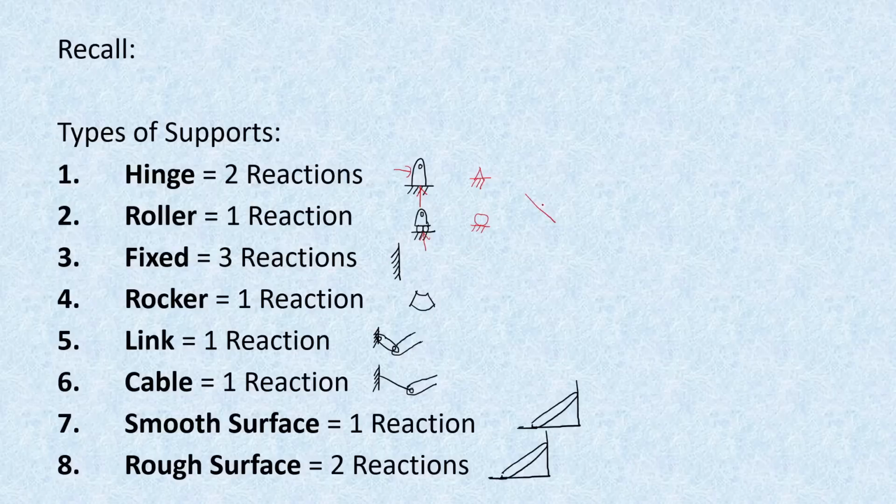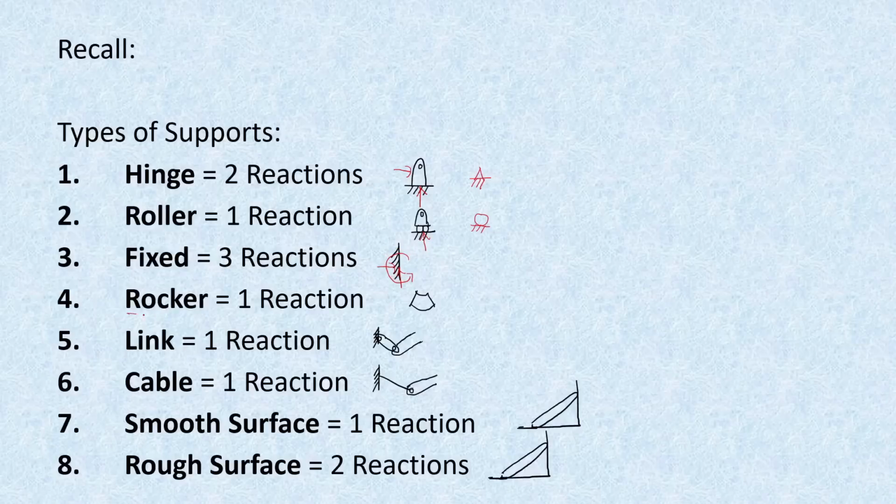So it can be like this. Let's say this is a smooth surface, and then we will place our roller here, and then we have a beam. The reaction of the roller will be perpendicular to this. So that is also possible. And then we have fixed supports, which have three reactions, one upward, one horizontal, and then another moment reaction, because this restricts rotation.